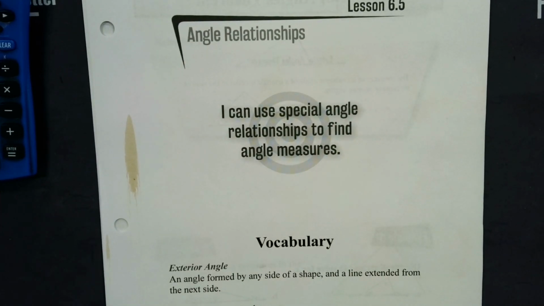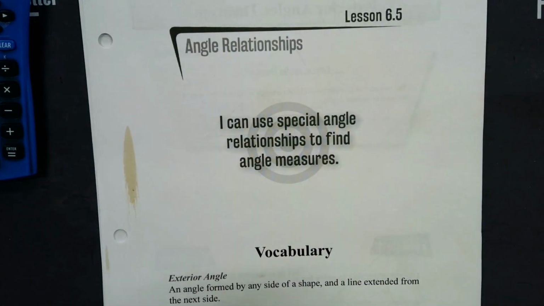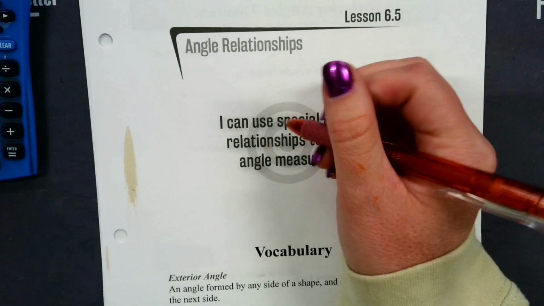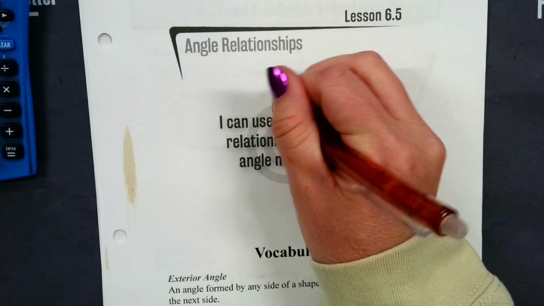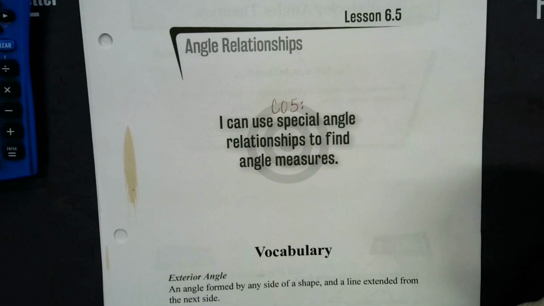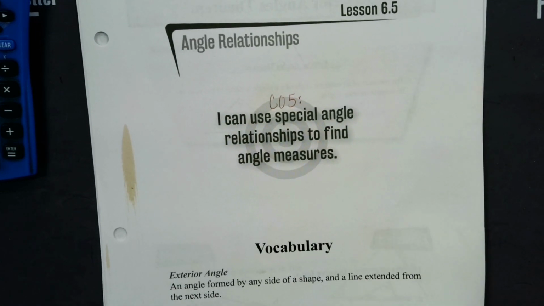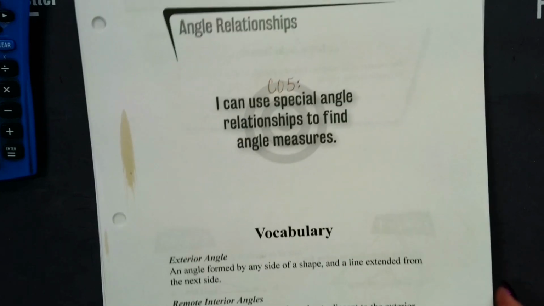All right, as I said, this is the last one of the unit, and we will be moving on to translations next. Okay, this is CO5. I can use special angle relationships to find angle measures. Okay, let's take a look at our vocabulary.